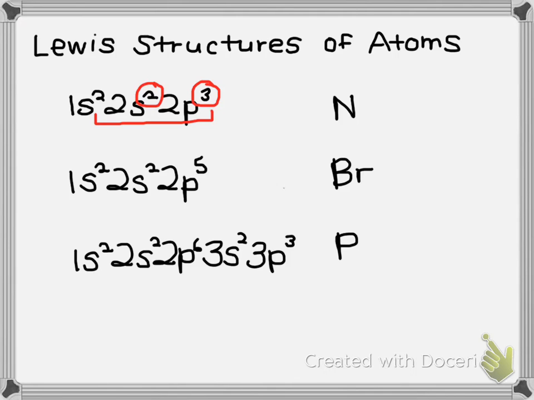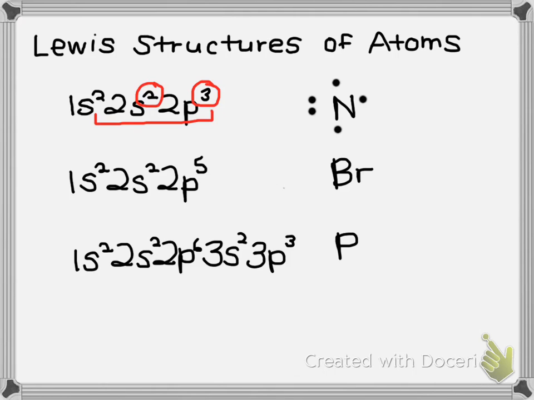To draw those dots, we'll draw the first 2. They come from the s sublevel, so we put the first 2 together, paired. And then the other 3 would be drawn unpaired. Remember Hund's rule, which says that if you have 3 equal orbitals, for example in the p's, each electron will go into an empty orbital before it pairs up. So nitrogen would have 5 valence electrons, with 2 paired and 3 unpaired.